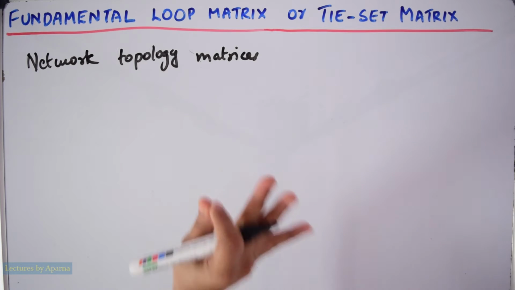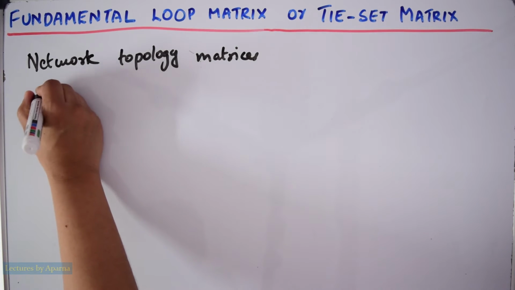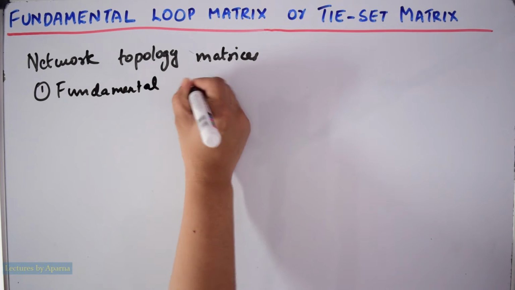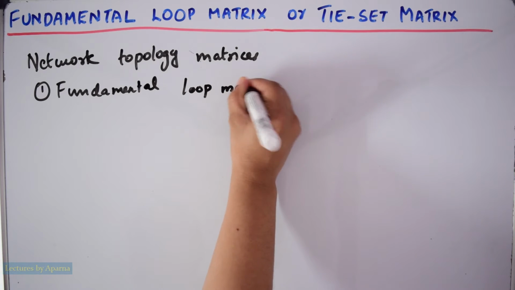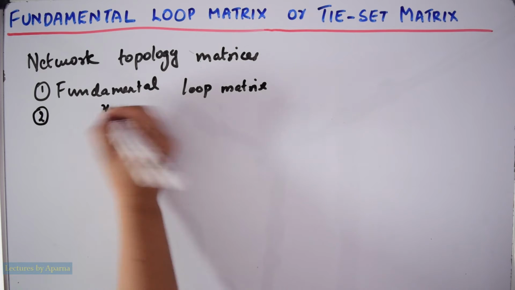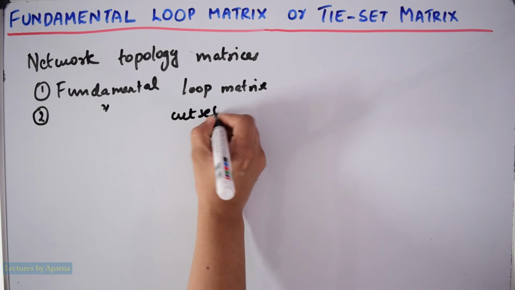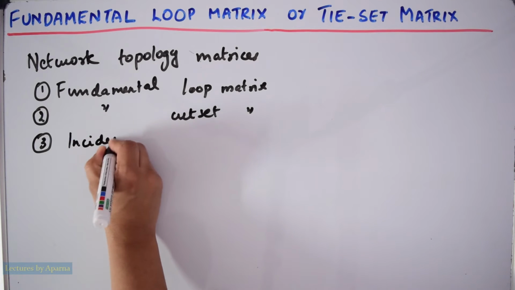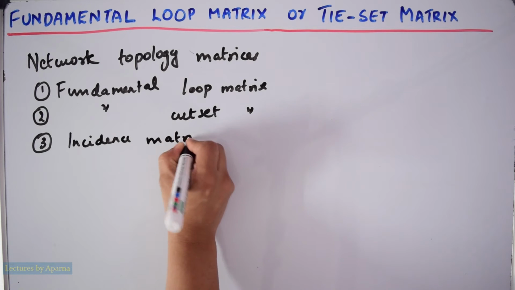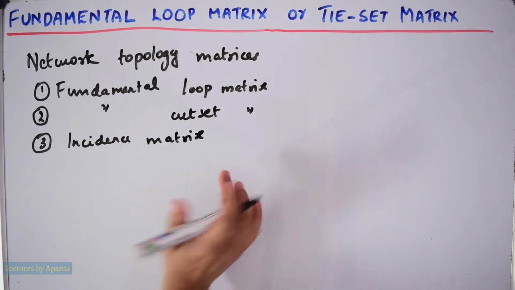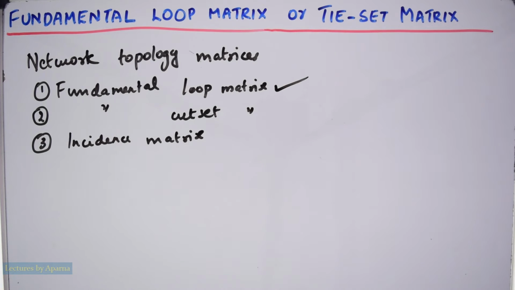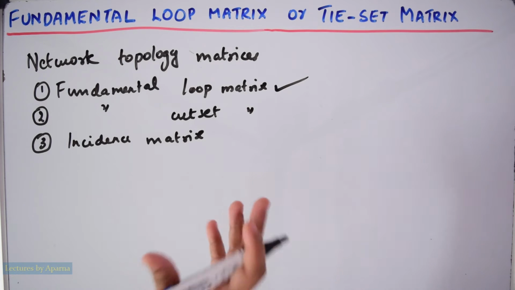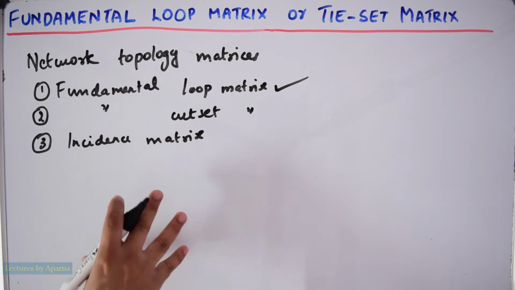So there are three such matrices in graph theory. One is fundamental loop matrix. Second one is fundamental cut set matrix, and the third one is incidence matrix. In today's class we will discuss about fundamental loop matrix. So fundamental loop matrix is a matrix that helps to find out branch currents in a circuit.